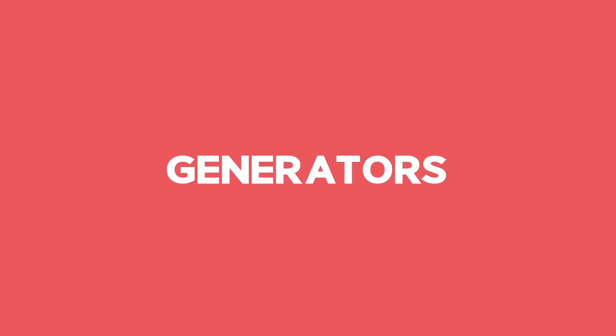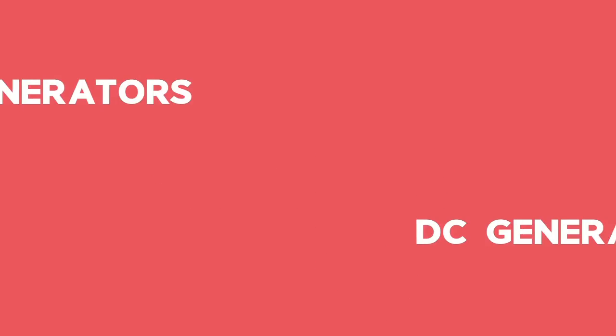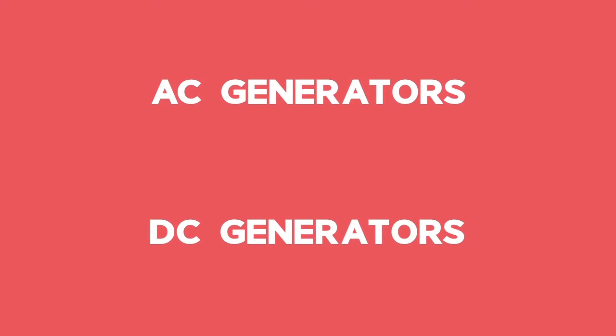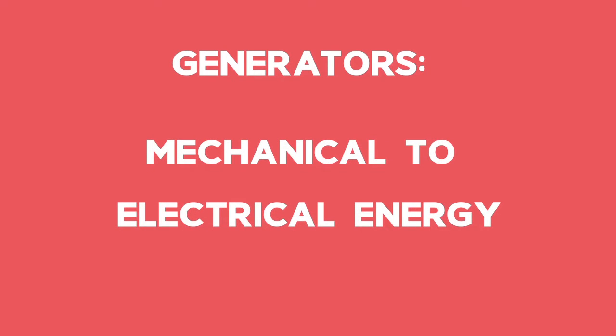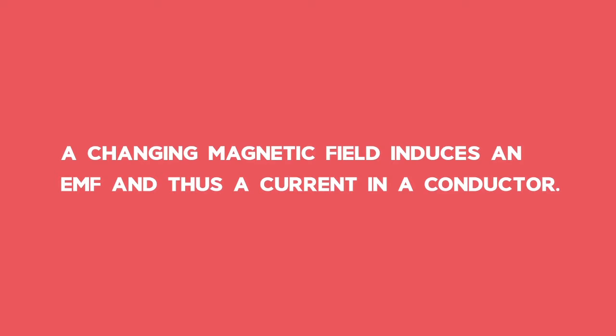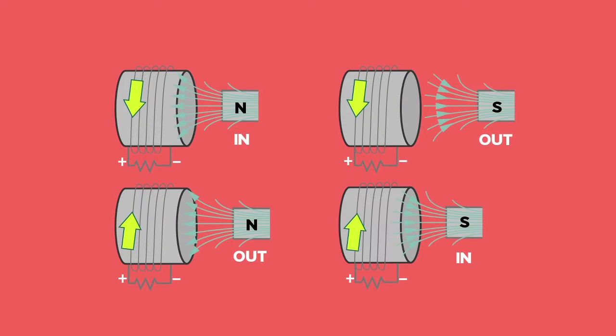Generators. In this video, we are going to look at AC and DC generators. In a generator, mechanical energy is converted to electrical energy, so motion in, electricity out. In grade 11, you learnt that a changing magnetic field induces an EMF and thus a current in a conductor. When a conductor is moved in a magnetic field, a current is induced in that conductor.